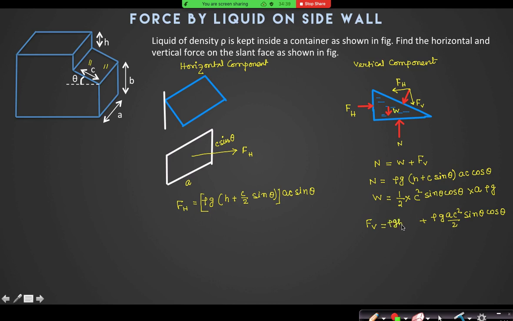Rho g h into AC cos theta. Right? So it is rho g into AC multiplied by h cos theta plus c by 2 sin theta cos theta. Yes or no?